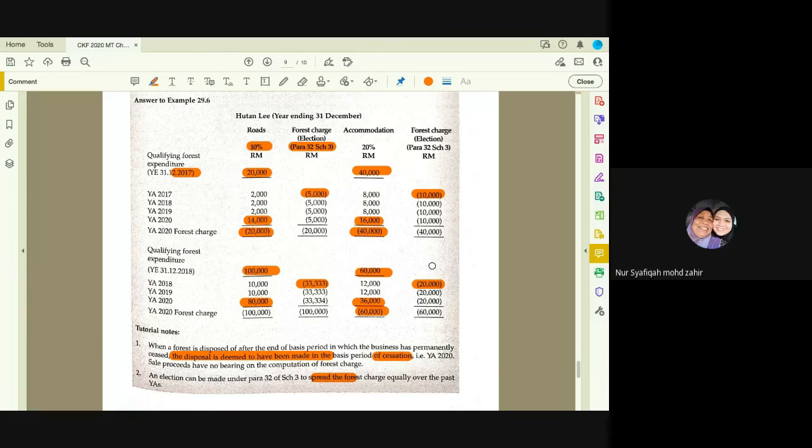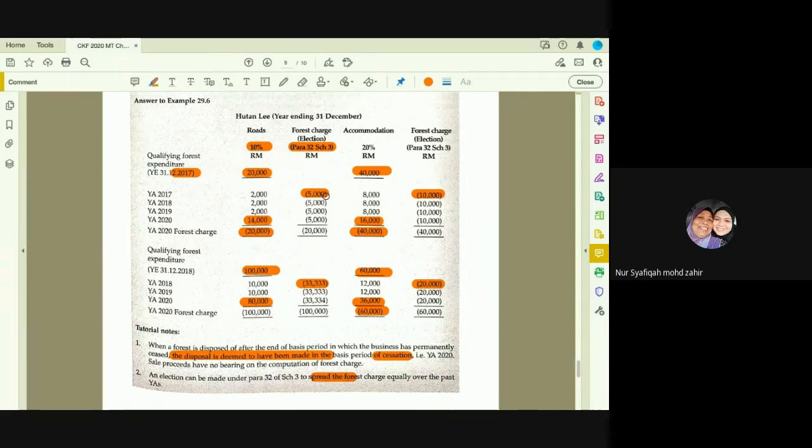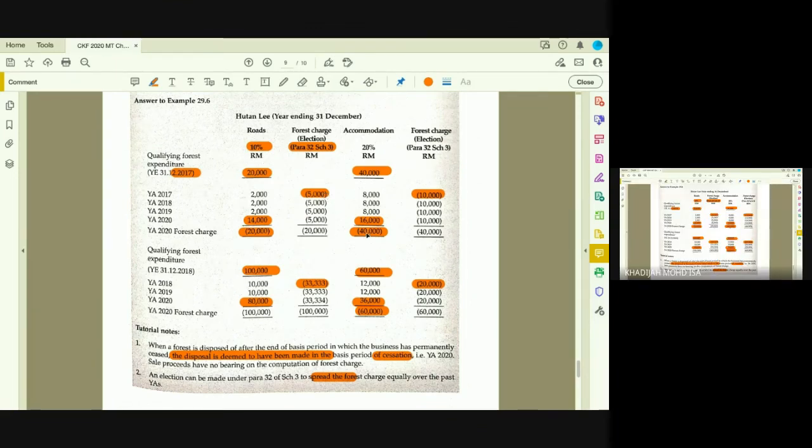Madam, how do you get the 5,000 for the forest charge election? You have the charge 20,000 here, total charge. Divide by how many years? 1, 2, 3, 4 years. So 20 divided by 4 gets 5,000. You divide the charge by the number of years that you're going to spread back. You get that? Okay, madam. Like this, 40,000 divided by 4, 1, 2, 3, 4. So that's why you get 10,000. Here 100,000 divided by 1, 2, 3 years, then you get 33,000. And 60,000 divided by 3, you get 20,000.